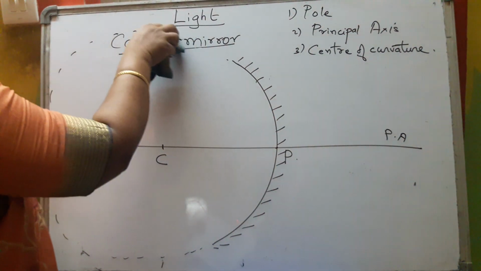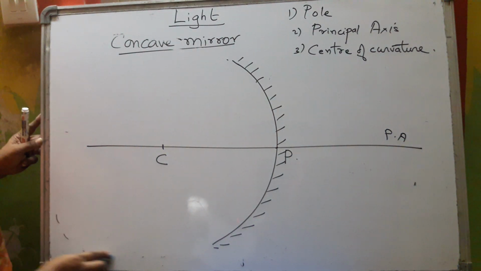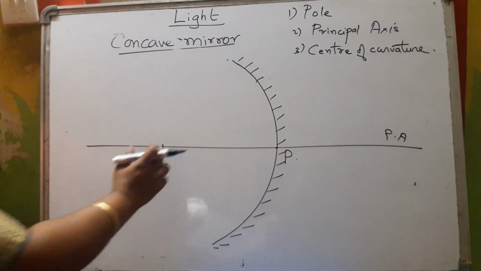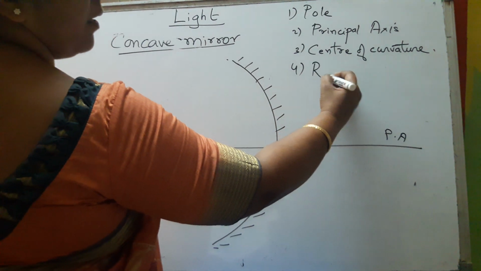Similarly, you can define radius of curvature. Radius of curvature is the radius of the sphere of which the mirror is a part, and radius of curvature is represented by the alphabet R.